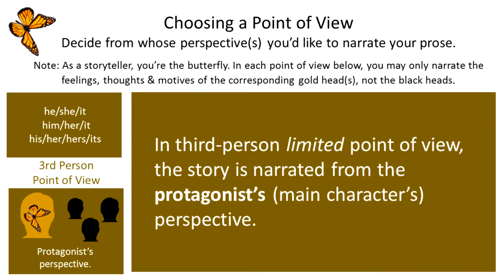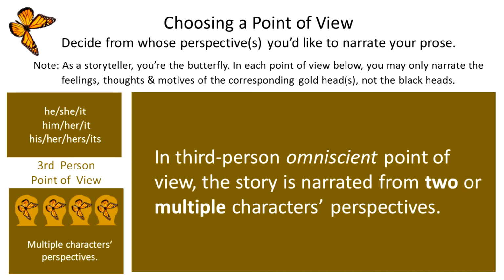As I said earlier, in third-person limited point of view, the story is narrated from the protagonist's, or the main character's, perspective. That's why there's a butterfly in the yellow head. The narrator can get inside the protagonist's head and tell readers what the protagonist is thinking, feeling, and what motivates him or her. As you can see in the chart, every other character's thoughts, feelings, and motives are in blackout mode. The only way to inform readers about what secondary characters are thinking and feeling, or what their motives might be, is through dialogue and the protagonist's observations.